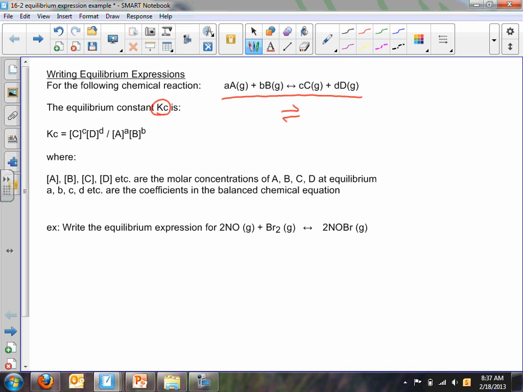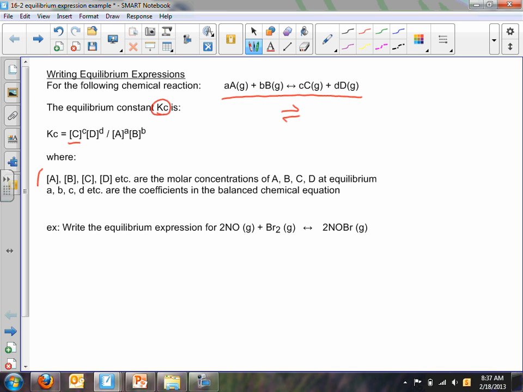And you'll notice it's always the concentration of the products. So I have the concentration of C raised to C's coefficient as a power, times the next product to its coefficient as a power, divided by the same thing for your reactants. So whatever the concentrations of A and B are, raised to the power of whatever their coefficients are.